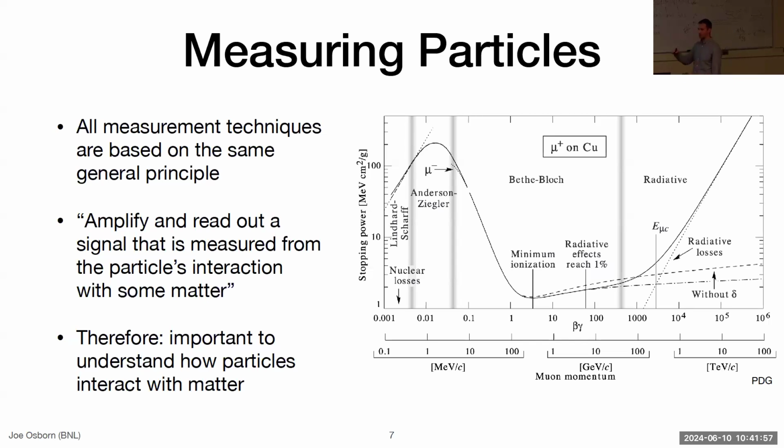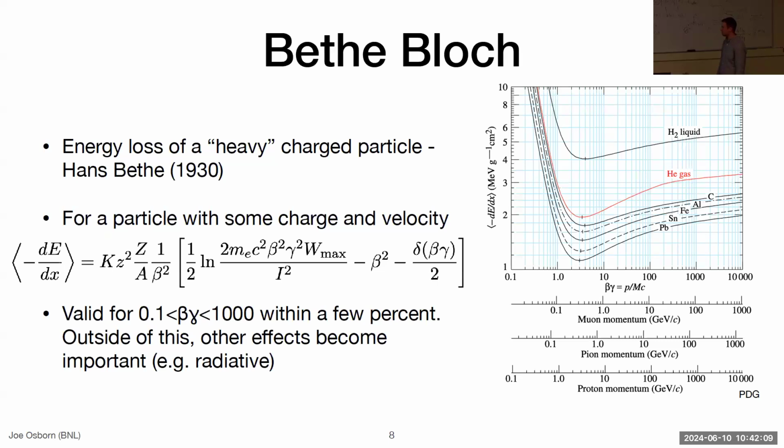So once you reach this minimum ionizing threshold, you can be confident that your muon is ionizing your atoms and that you can maybe amplify some electrons that are liberated to measure some signal. So the Bethe-Bloch equation was developed by Hans Bethe almost 100 years ago now. And this describes the energy loss of a heavy charged particle for a particle with some charge and velocity.